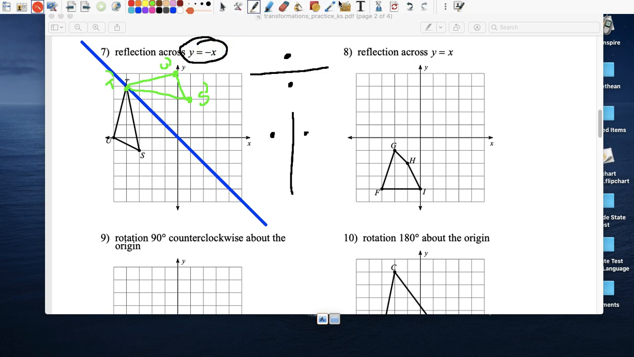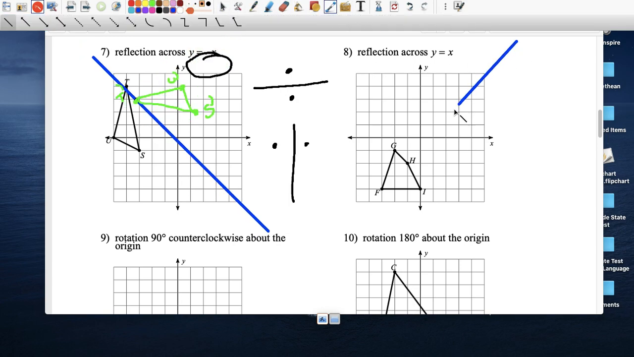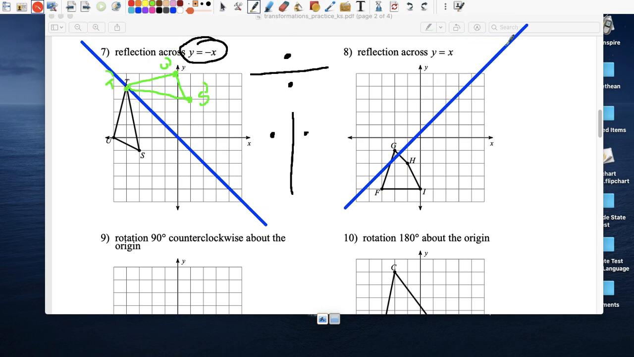Y equals x would be the other diagonal. There. Going through the center. Remember slope? This is a line that is proportional and it goes through the origin, right?